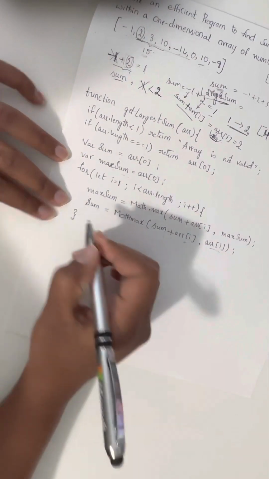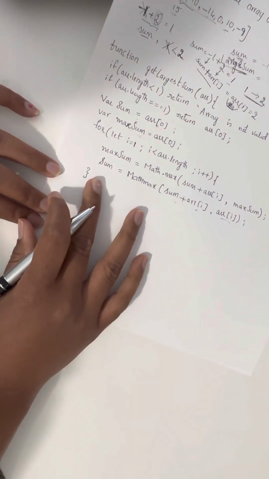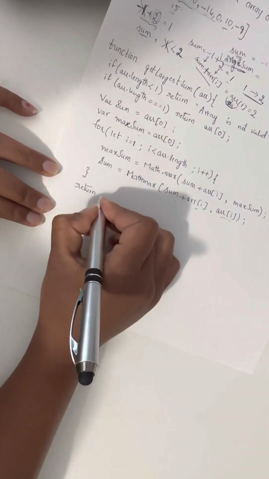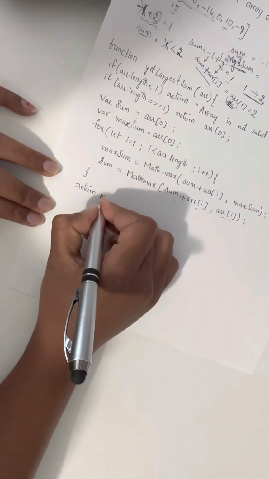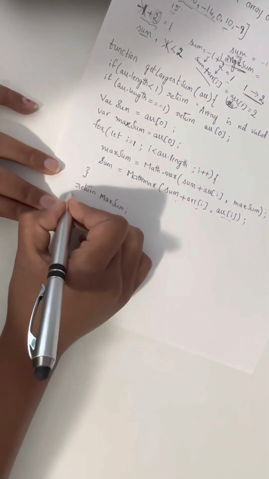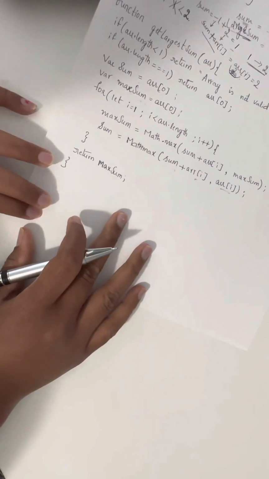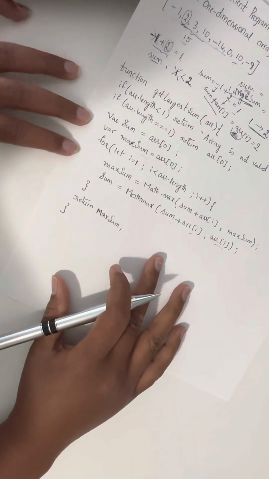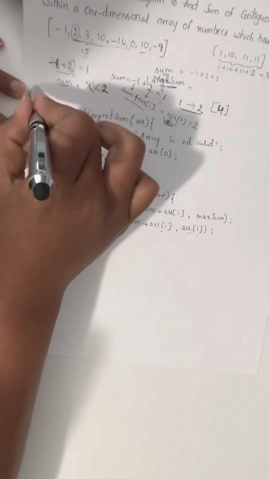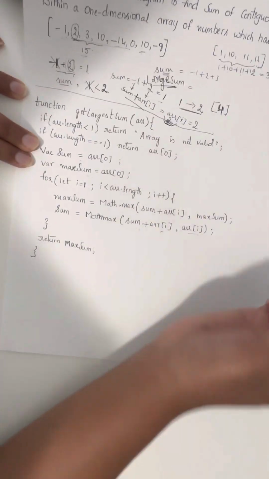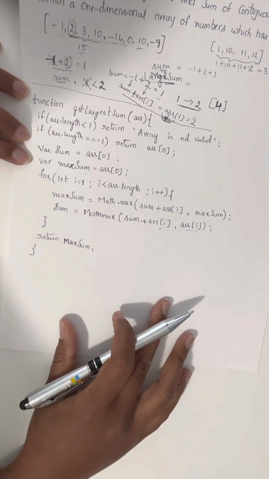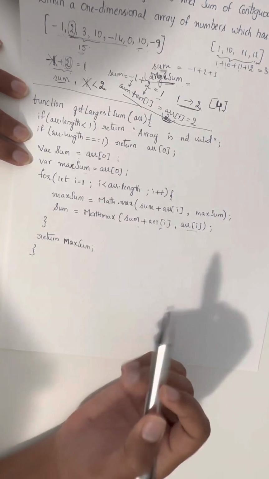So this is for the for loop. Then we are going to return maximum sum. So this would be the code for our problem. Let's see this one with an example.